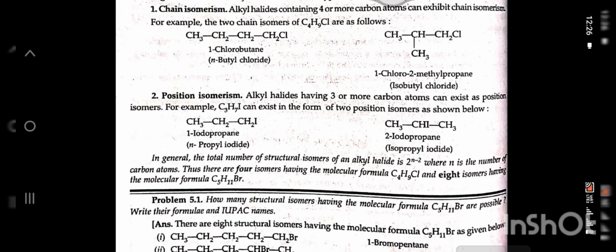Position isomerism. Alkyl halides having 3 or more carbon atoms can exist as position isomers. For example, C3H7I can exist in the form of two position isomers as given below. One is 1-iodopropane and the second is 2-iodopropane. In general, the total number of structural isomers of alkyl halides is 2^(n-2), where n is the number of carbon atoms. Thus, there are 4 isomers having the molecular formula C4H9Cl and 8 isomers having the formula C5H11Br.